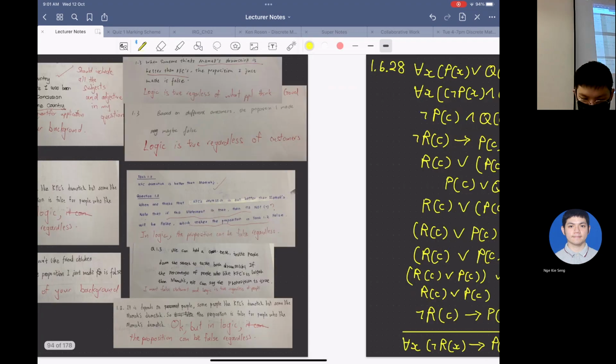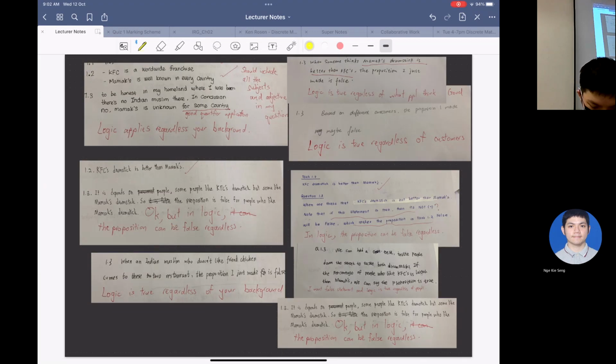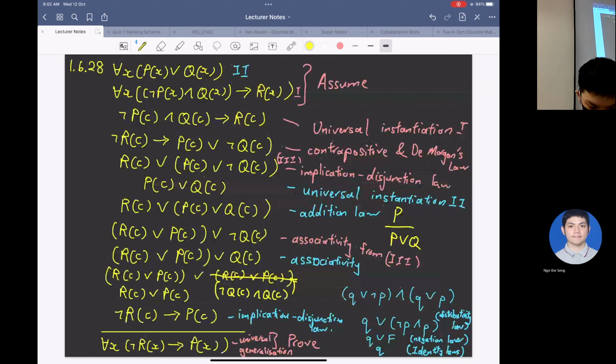In yesterday's class, they asked me to show the question here. So last week we were given these two conditions here, and we were asked to prove this.